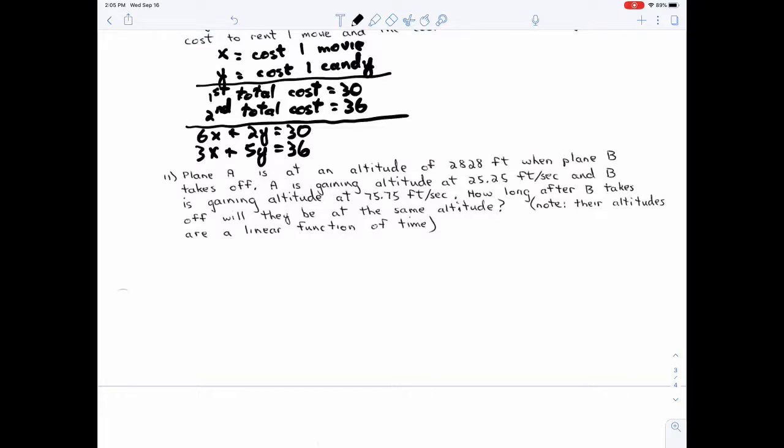Okay, so what are we looking for here? And there's a little note there. You don't really need the note. The reason why I did it is because of the way Alex is going to solve this. Okay, plane A is at an blah, blah, blah, blah. What are we looking for? Time after B takes off. We're only looking for one thing, so that's all I'm going to write. Time after B takes off.